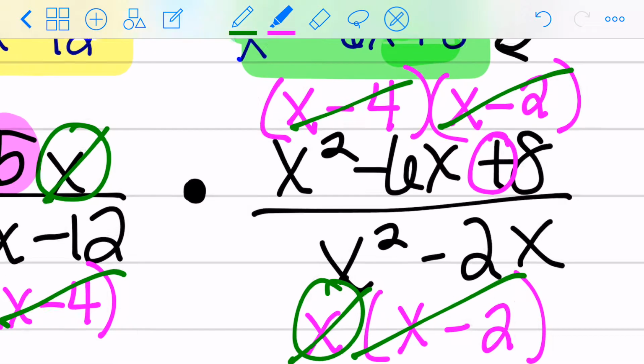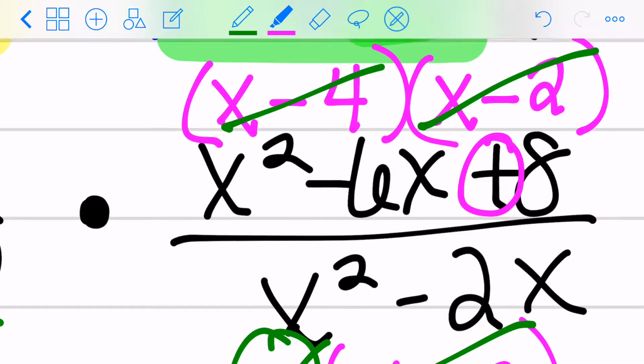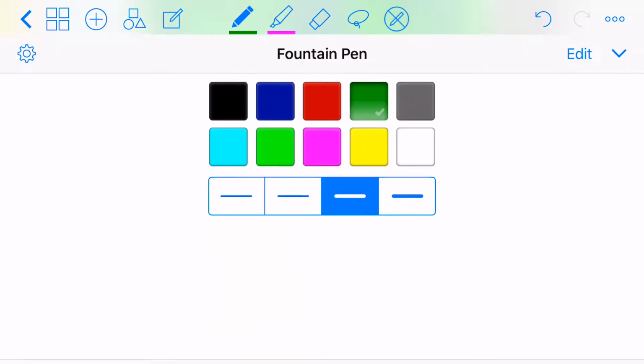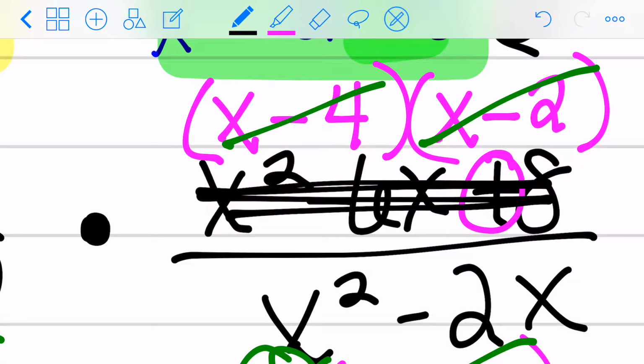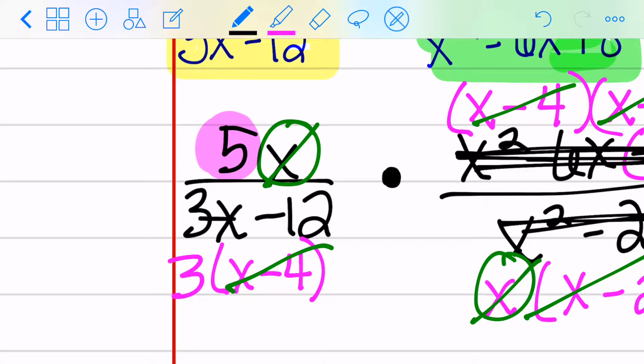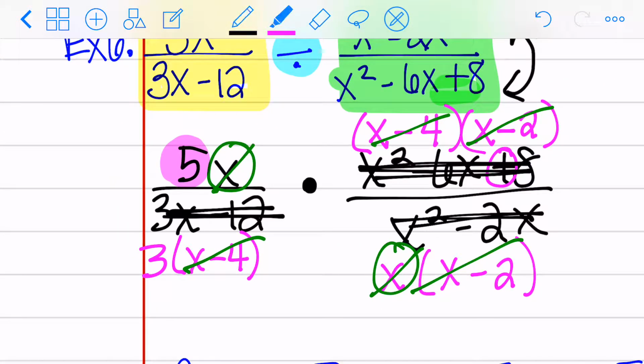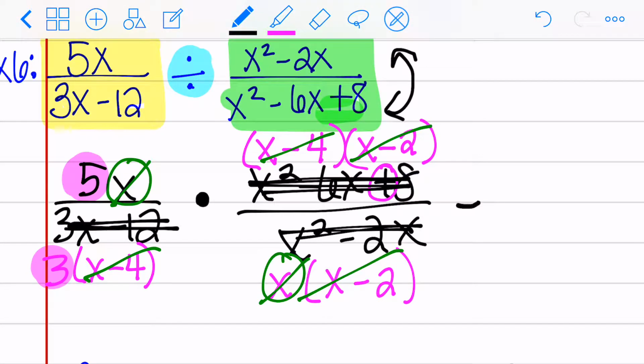Everything else is canceled. So remember, once you start factoring, this is a big no-no, do not look at this anymore. It's already factored. So this is done. Don't look at that anymore. Then what we are left with in our denominator is a 3. So that's it. Our answer is 5/3.